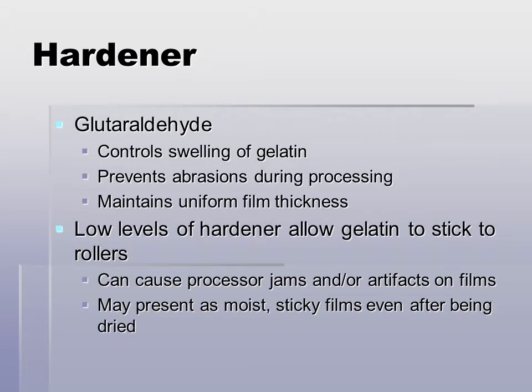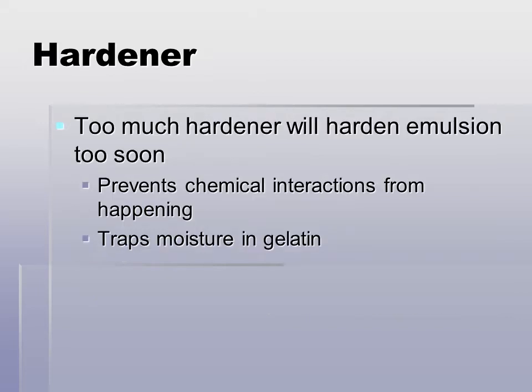Hardener: the best way I can tell you to remember this is glutaraldehyde, so harden your glutes. It does control swelling of the gelatin, prevents abrasions during processing, maintains uniform film thickness. With low levels of hardener, it allows the gelatin to stick to the rollers, so this can cause a few problems. We end up with processor jams, or some type of artifact can be found on the film. It may present as moist, sticky films even after being dried. And then you'll know that you have a hardener issue.